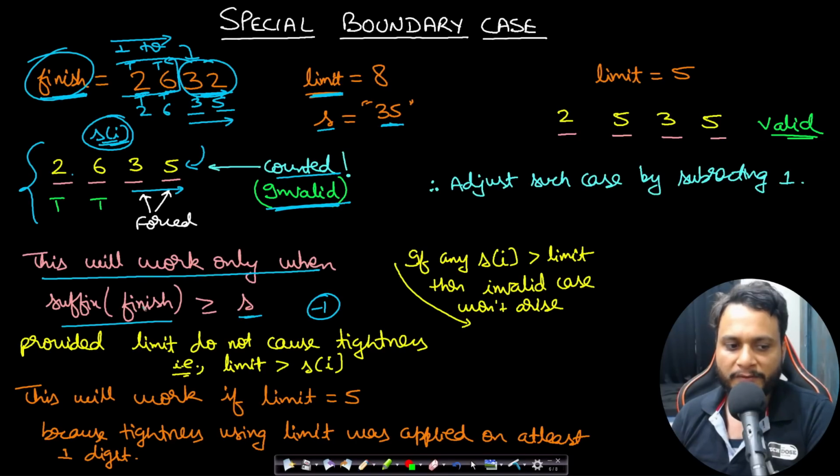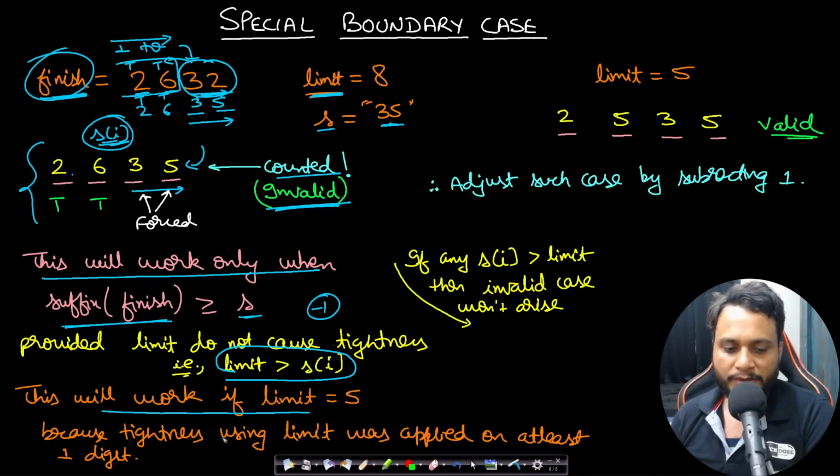This will work only when the suffix of finish is greater than or equal to s, provided limit does not cause tightness, that is, limit is greater than s at i. This will work even if the limit is equal to 5, because the tightness using limit was applied on at least one digit. Because if your limit value was 5, then you could not place a 6 here. You have to place a 5. And so this 2535 will always be within the range of finish.